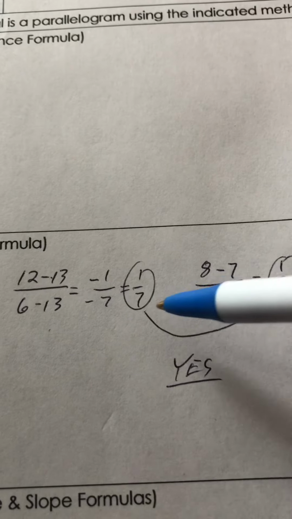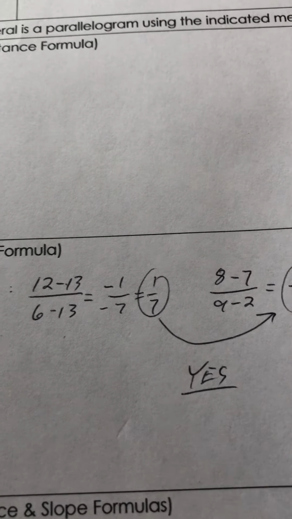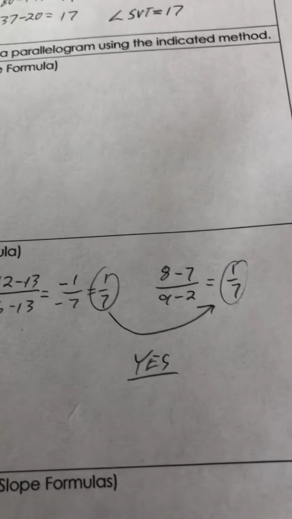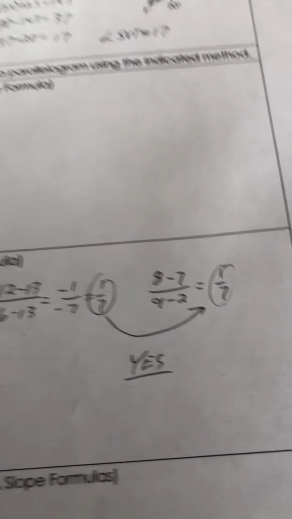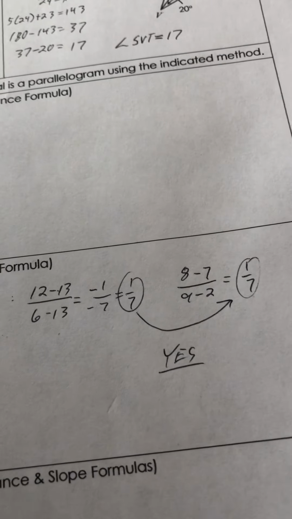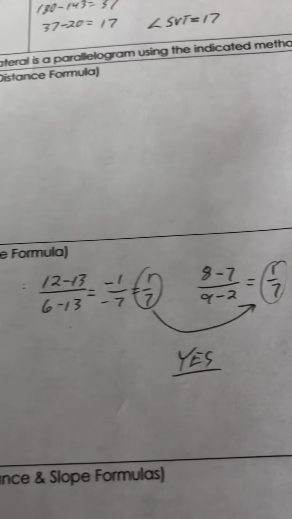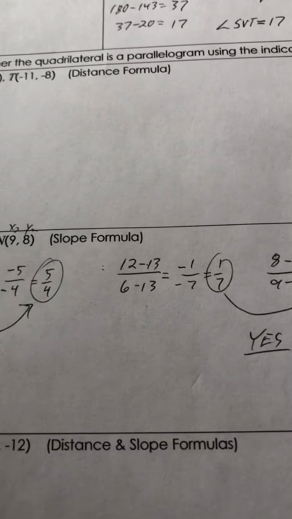So that tells me that each of the sides are having the same slopes. So it's probably a parallelogram if they're going to be having the same slope. That means they're going to be parallel to each other. So both sets are parallel to each other. So yeah, it's going to be a parallelogram.